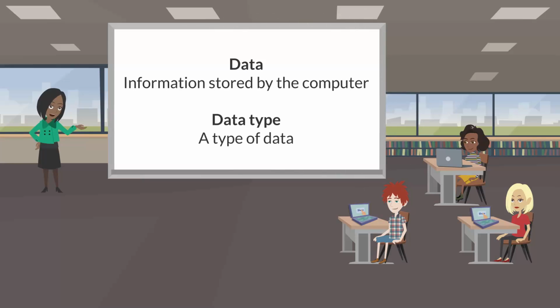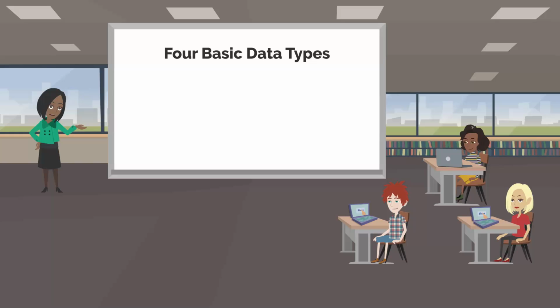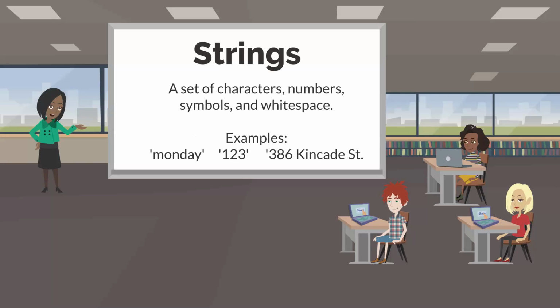Data is information stored by the computer, and a data type is a type of data. In Python, data can be classified into different data types. The four basic data types in Python are strings, integers, floats, and Boolean. Strings are a set of characters, the alphabet A through Z, numbers, symbols, and white space.